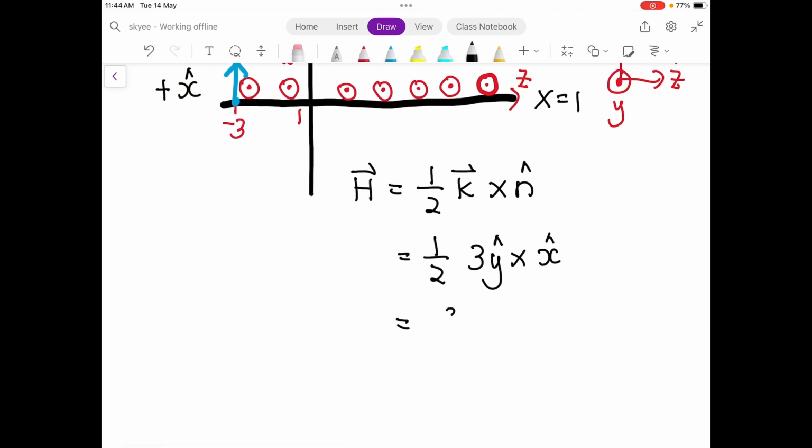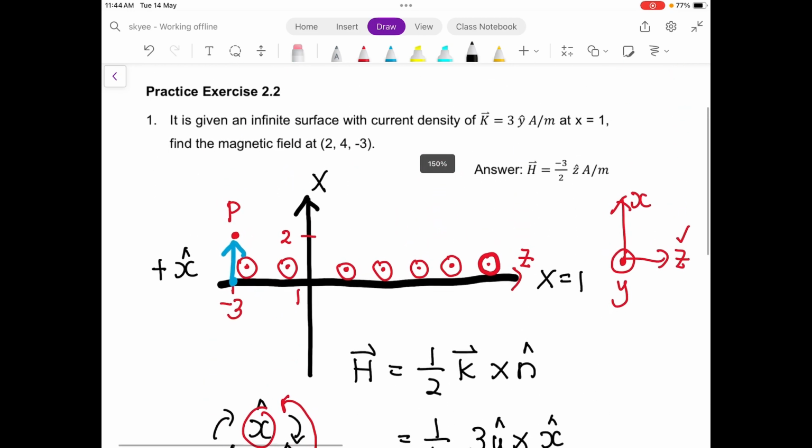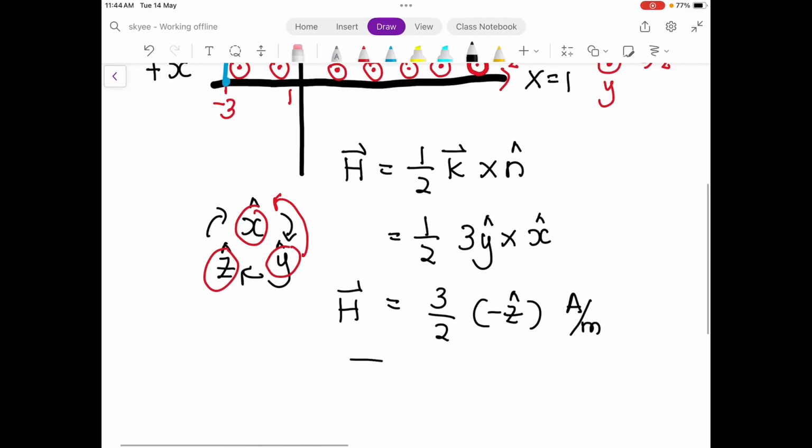So here you will get 3/2, y cross x. You can use this technique to find the cross product. If it is y cross x, y going to x, you are in the reverse direction, so you will get negative z. So your magnetic field will be equal to -3/2 z ampere per meter. Very easy, just like this you get the answer.